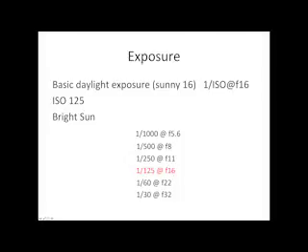Because I cut the light in half, if I want these to be the same, I have to double the time. 1/60 at f22. If I cut the light in half again, I have to double the time. 1/30th at f32. So understand that each one of these exposures is going to give me the exact same density, the exact same exposure on that sensor.